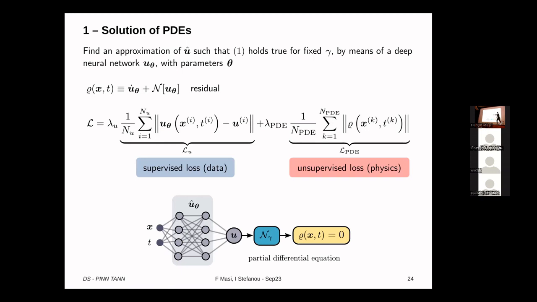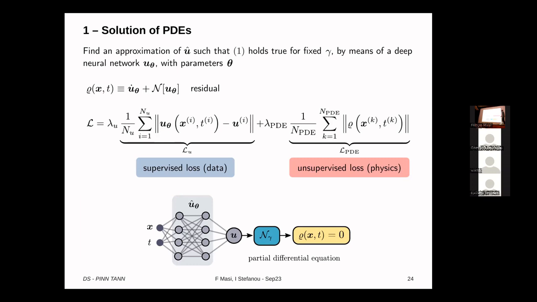So if we try to write it down as a neural network, you have some inputs x and t, so our spatial coordinates and time coordinates. You have a neural network that will predict us some value u. We will need to differentiate this u in order to compute the residual, and then we would like to minimize the residual. In general, it will not necessarily be equal to 0, especially at the very beginning.